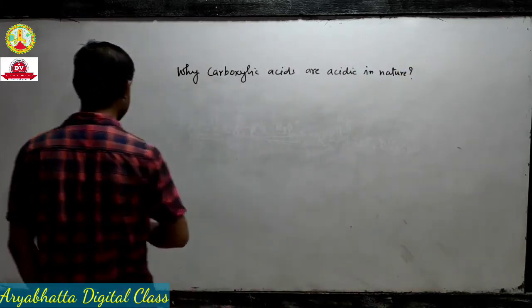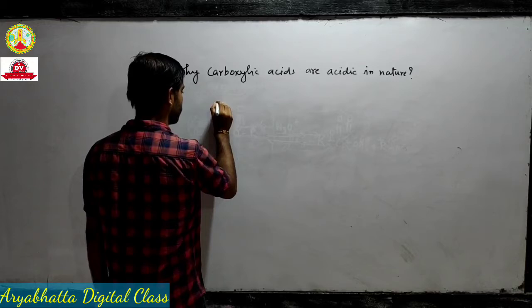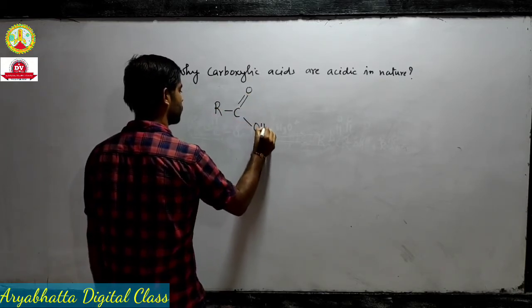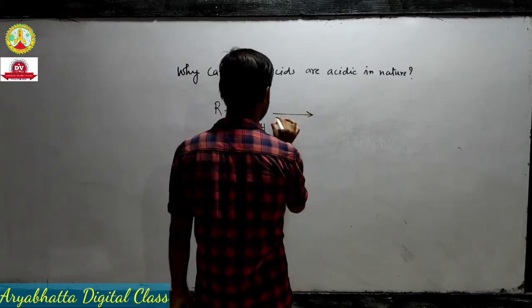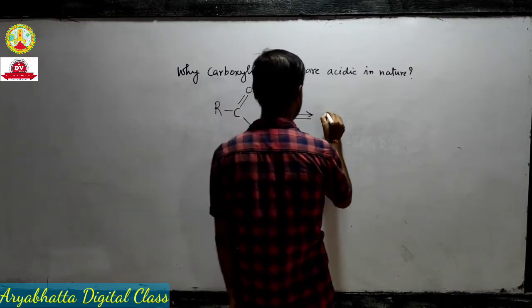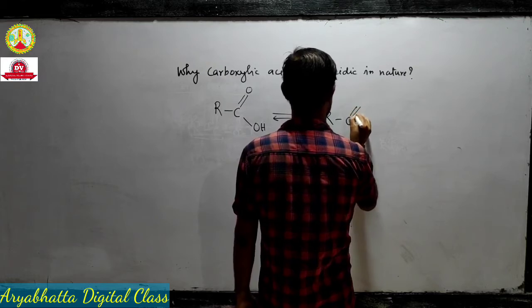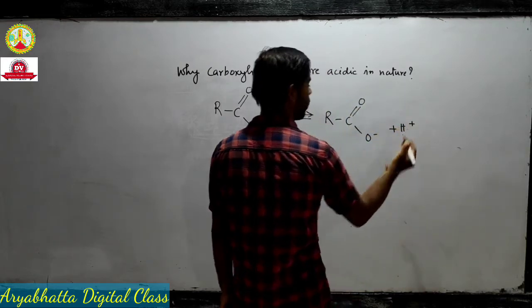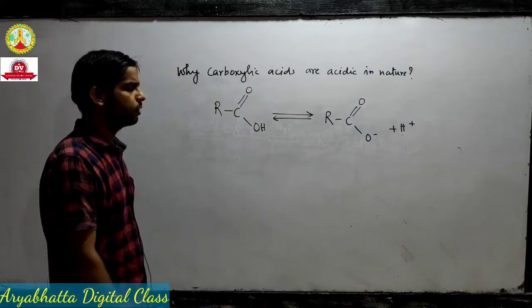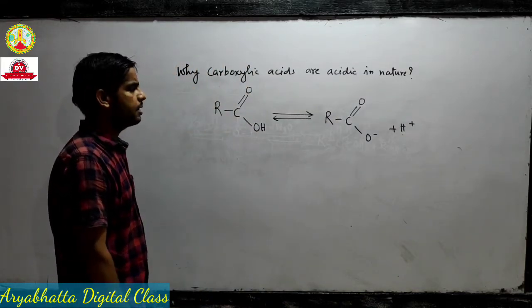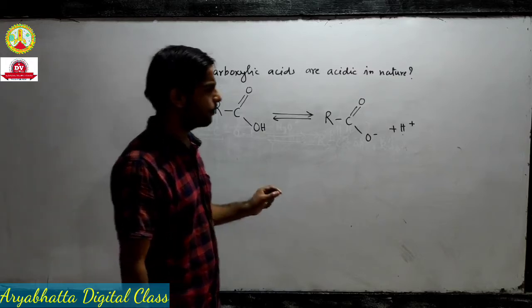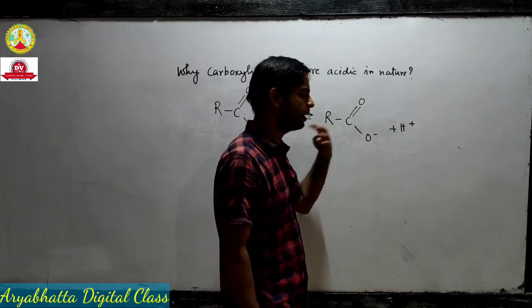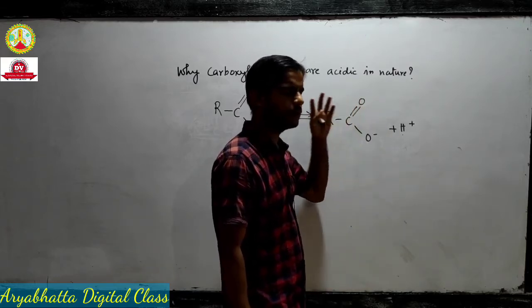Okay, why are carboxylic acids acidic in nature? Let me explain. If a carboxylic acid is an acid, then it must give a proton.